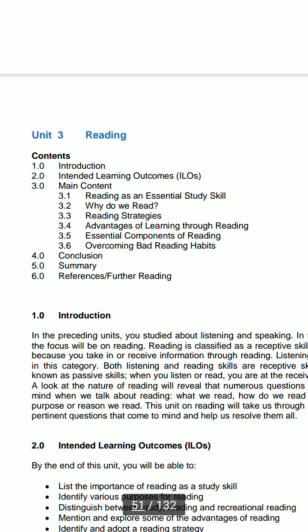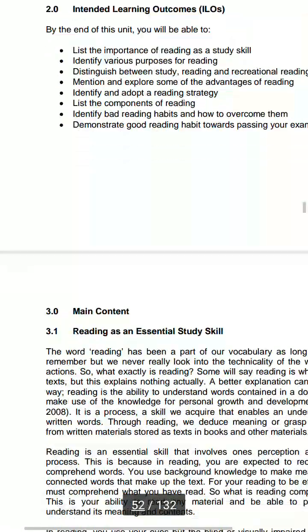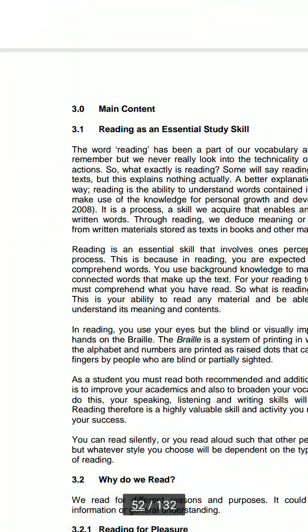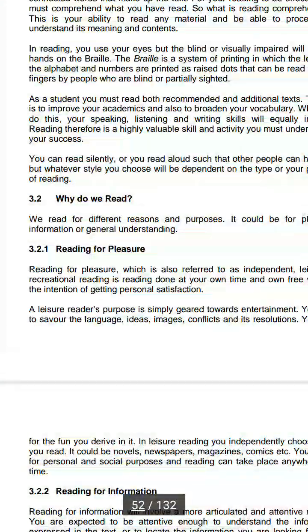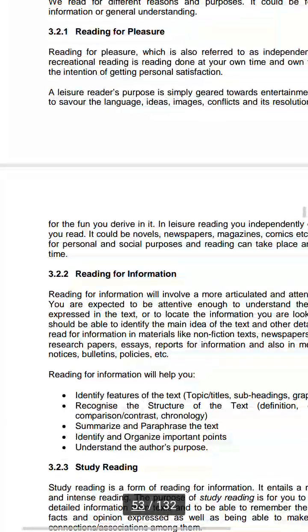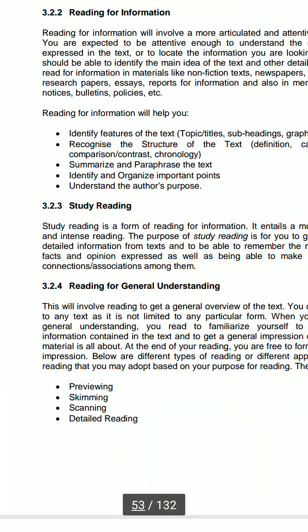Unit 3, reading. When we read, we must make sure we read both intensively and extensively. Reading helps us to improve our vocabulary. Why do we read? We read for pleasure, we read for information, and we also read to study and know a lot of things.